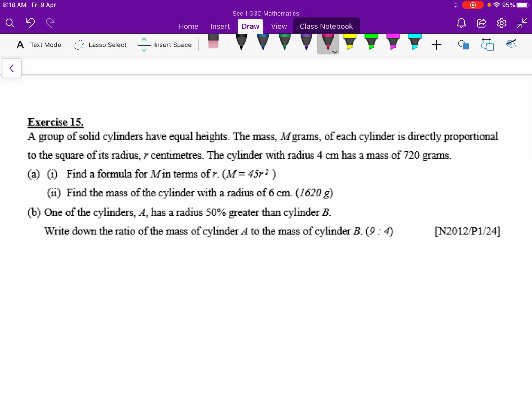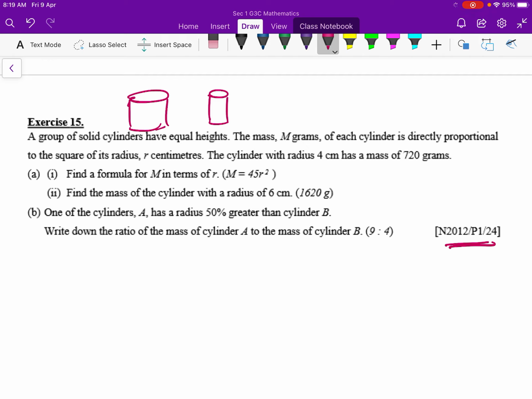Okay, next one, exercise 15. This one is the O-level question. Let's see what an O-level question looks like. A group of solid cylinders, they have equal heights. They didn't say anything about the radius so far, so just let them have different radii first. The mass for each cylinder is directly proportional to the square of its radius, in cm.